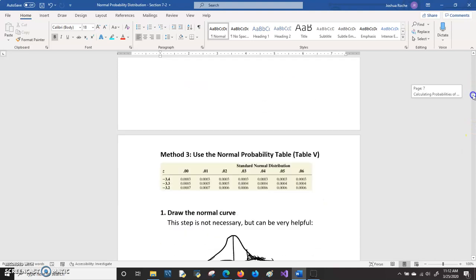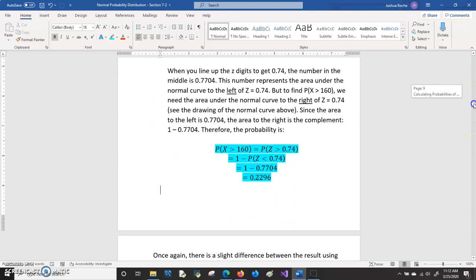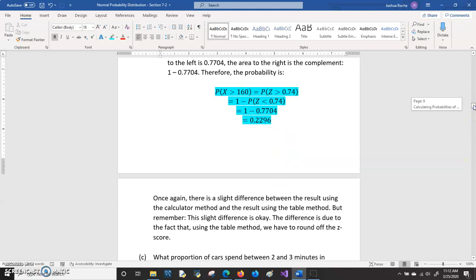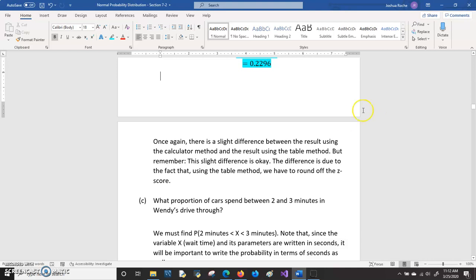0.2292 versus 0.2296, but that's okay. There is going to be a slight difference because when you're using the calculator, you will likely have to round off the z-score, and that results in a slight difference in your answer.